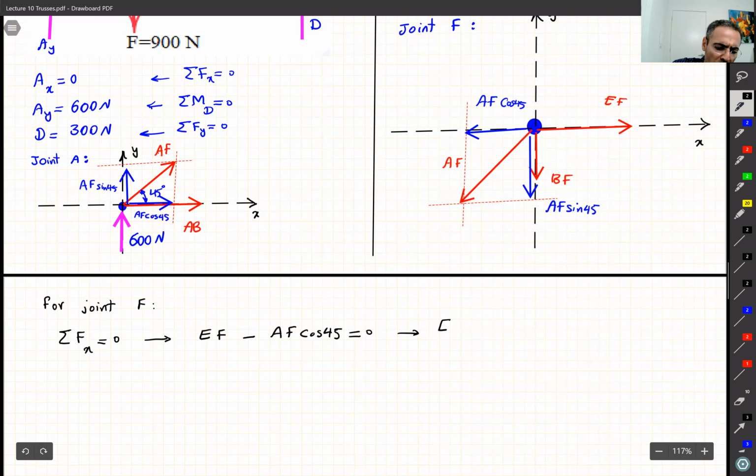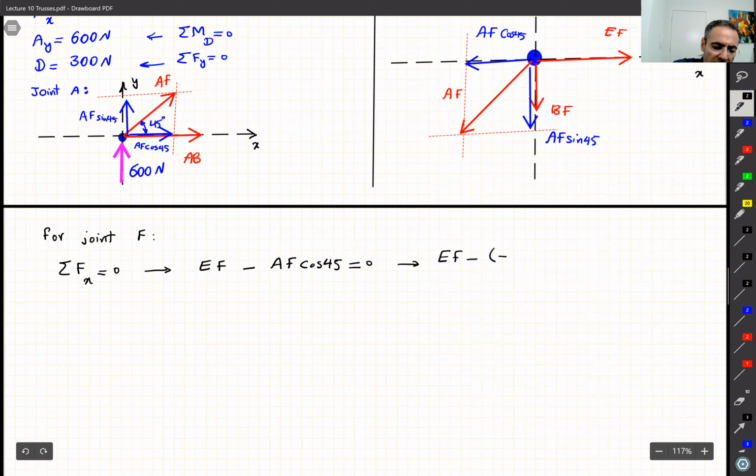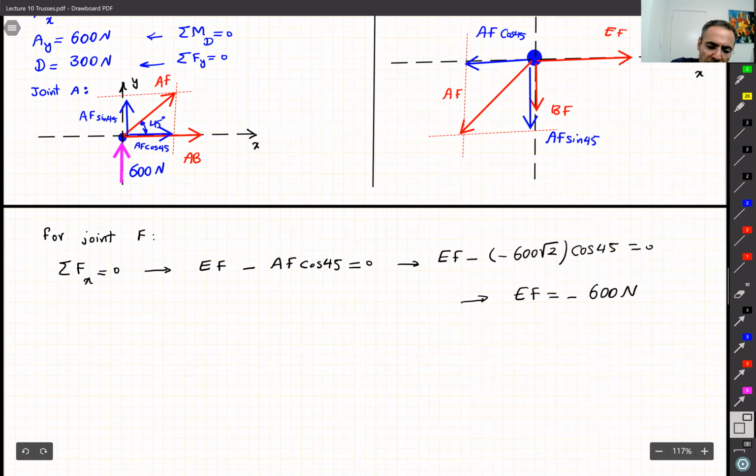I don't know EF, but we just found AF. What was AF? Don't forget this minus sign. Minus 600 square root of 2. And then we have cosine 45 equal to 0. It gives me EF, which is going to be negative 600 Newton, right? That's another member which is under compression.